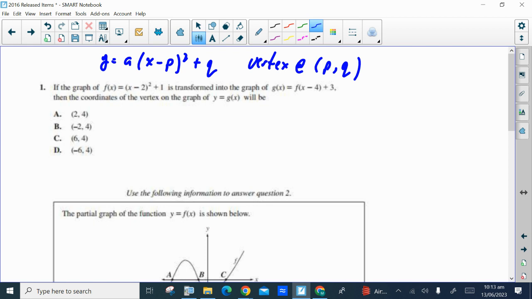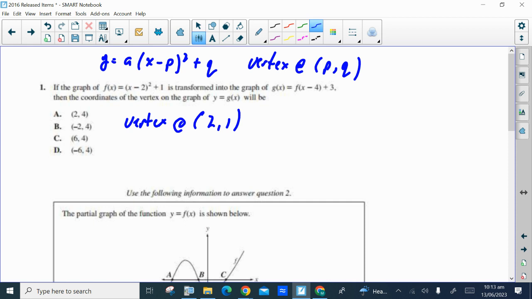a determined the direction of opening, whether it was positive or negative, and it also caused a vertical stretch, just like it has been doing throughout this entire course. But the values of p and q tell us the vertex. Notice the general form is x - p. So, like we've been doing with our h value, it's hooked directly onto the x with a plus or minus. This is exactly the same. It was the opposite value of what it appeared to be. So for the quadratic f(x), our vertex would be at (2, 1).